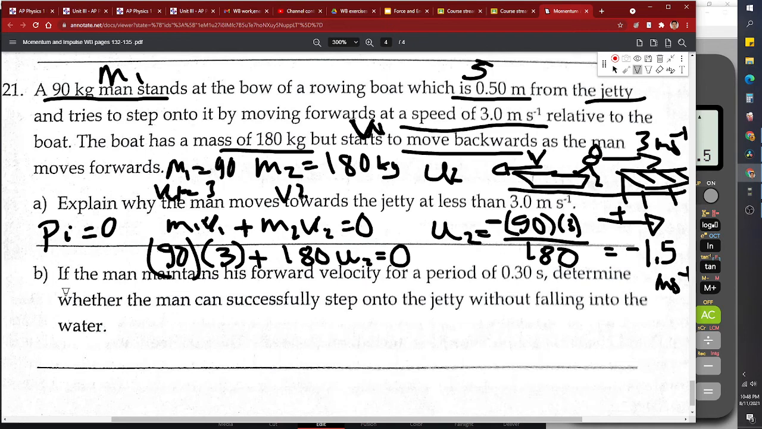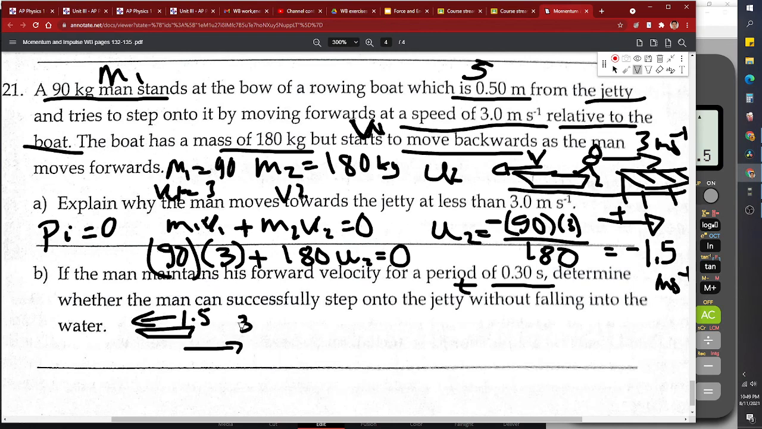All right, let's do part B. If the man maintains his forward velocity for a period of 0.3 seconds, so we have time there, determine whether the man can successfully step onto the jetty without falling into the water. So first of all, we should really know what is the velocity of the man. Remember, the boat is moving backwards at 1.5 meters per second. And the man is moving away from the boat, it says forward at 3 meters per second relative to the boat.